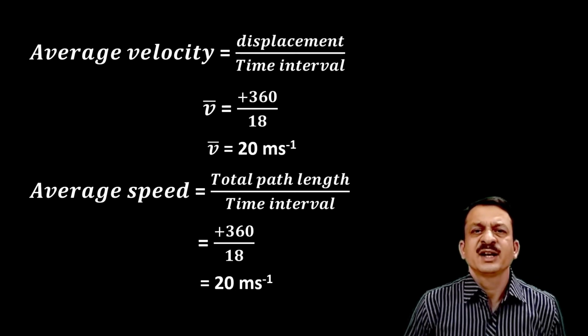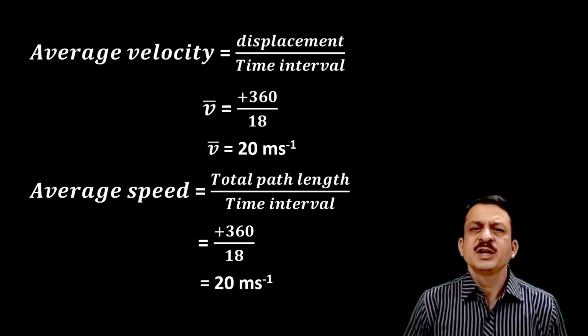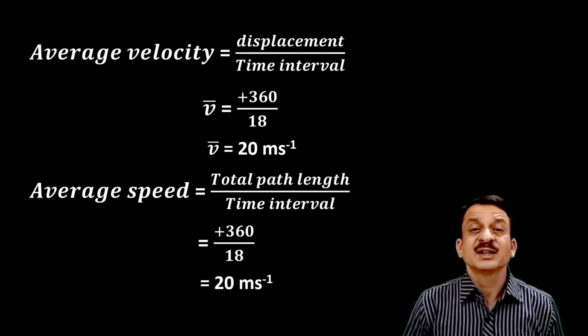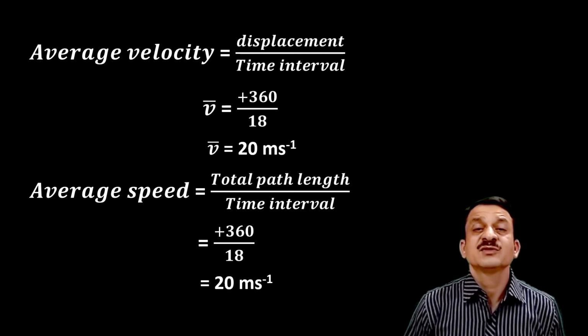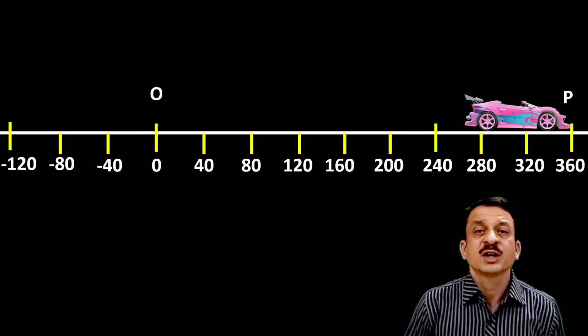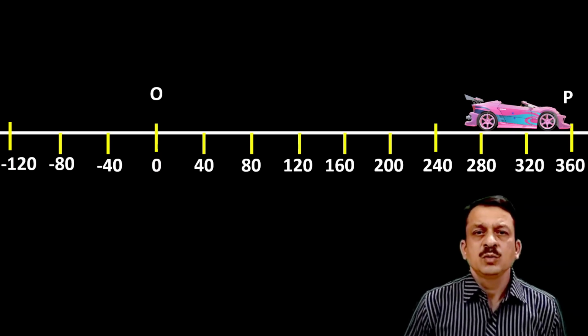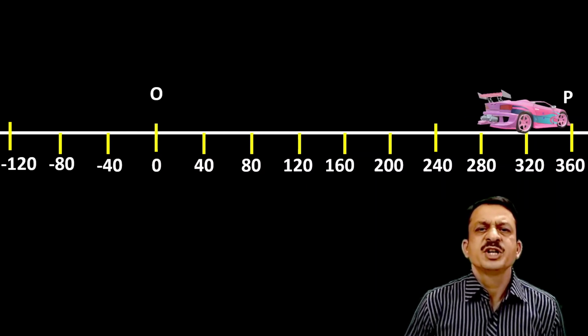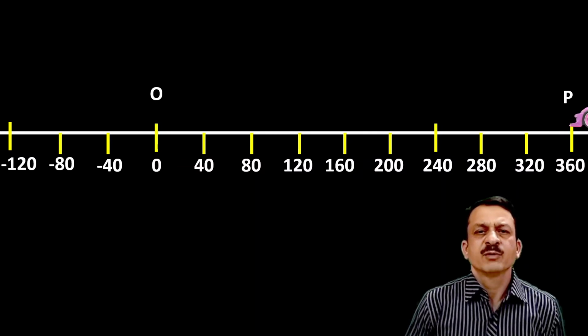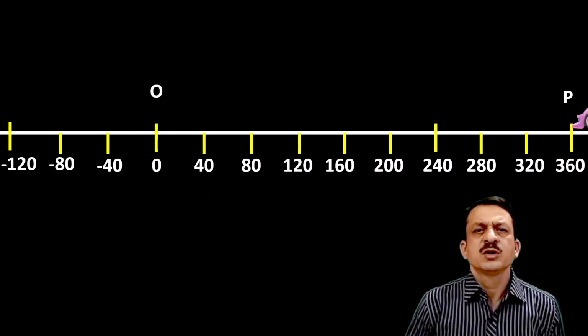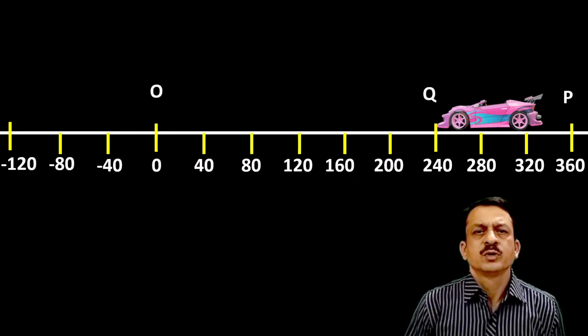What does it say in the second case? The car goes from O to P, but from P it returns back, coming to Q. The direction of the car is changing. Look at that diagram. Now in the second case, the car is already at P. It is going to change its direction. Now look at that one. It has changed its direction, and from that point P, it is moving to the new point Q, which is at 240 meter.